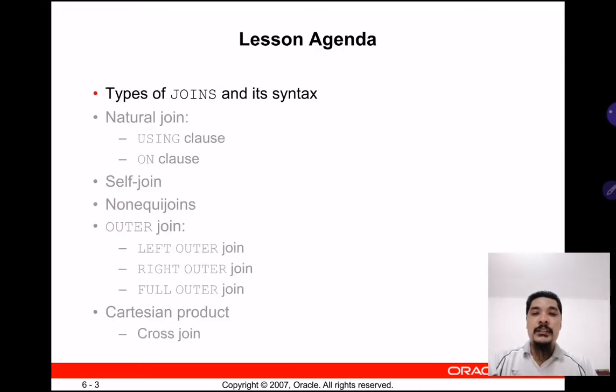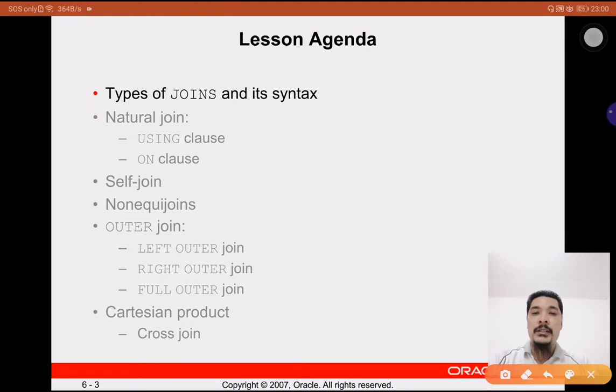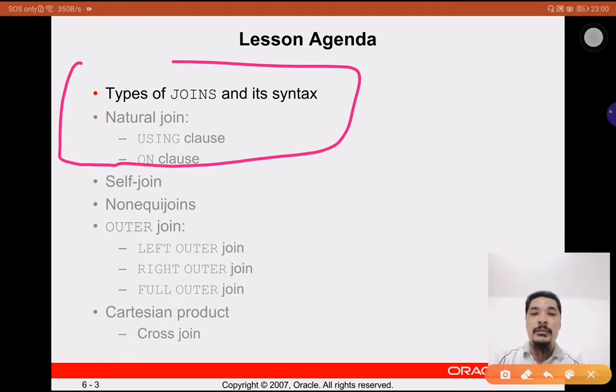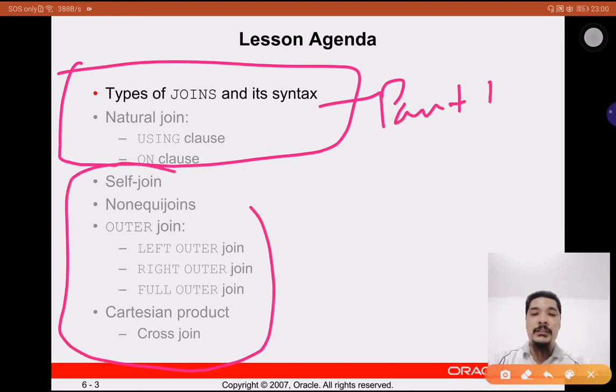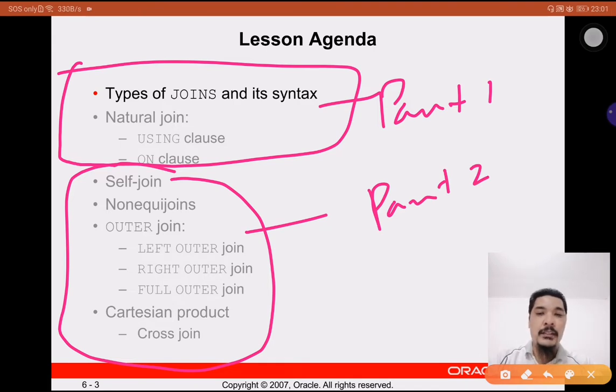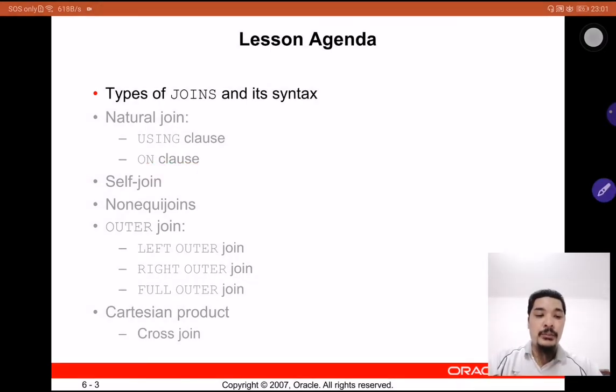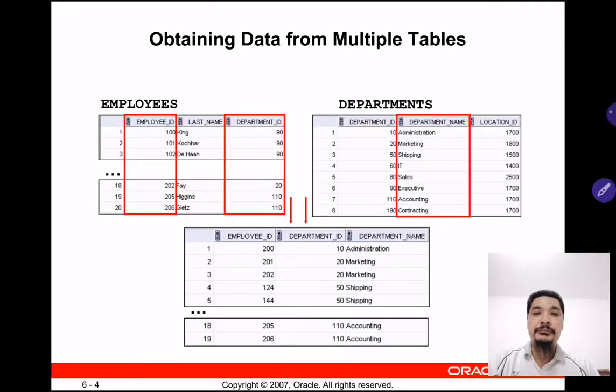So the lesson agenda for today. As I mentioned earlier, this is part 1, and this one is part 2 for this lesson. Part 1 is the types of joins and their syntax, natural join, using clause and also on clause. Let's proceed to the next one.